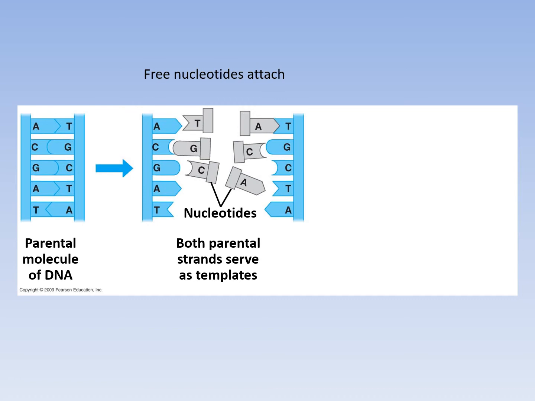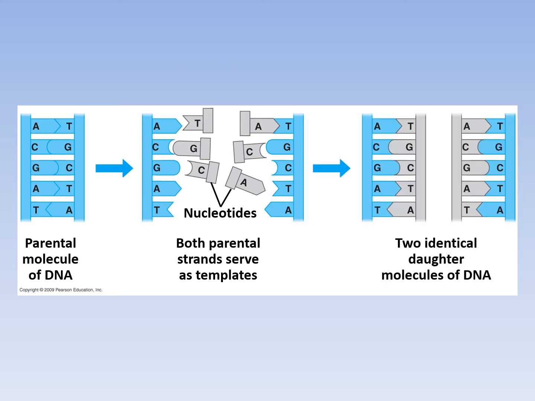This is just another picture of it without showing the twist. So the parental model breaks in half, and then free nucleotides come and they join together, and G will always be matching with C, C with G, T with A, until you have two identical daughter strands, and these identical daughter strands will then possess 50% new DNA and 50% of the old parental DNA. So that is called semi-conservative replication.